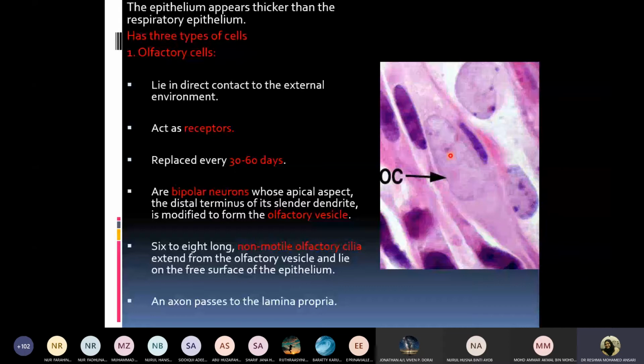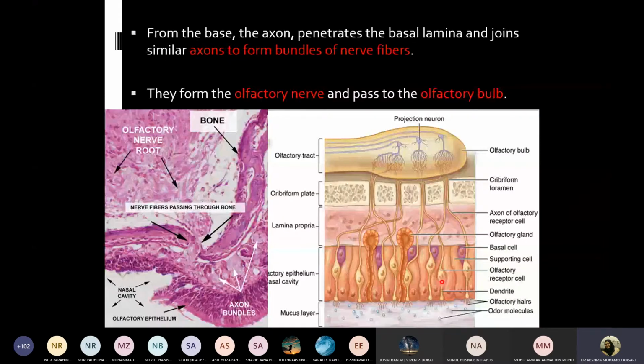So look at the image on the right side. The blue dots are your odor molecules. Here this yellow cell is your bipolar cell, or your olfactory cell. At the tip of this olfactory cell is a nice bulb-like structure. From there you have hairs coming out. That is your olfactory hairs or olfactory cilia, which are non-motile cilia. They receive the sense of smell from the odor molecules. Then it will pass through the dendrite, then through the cell, and then go to the axon.